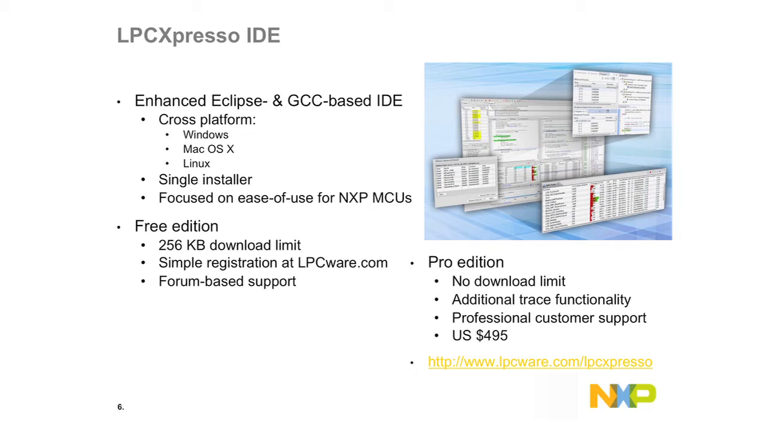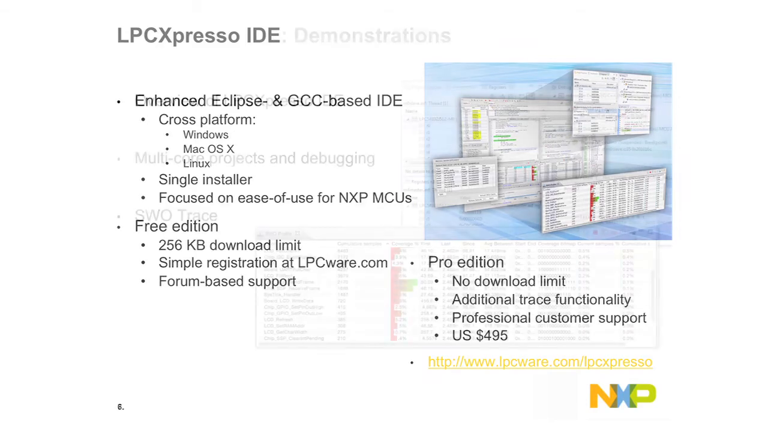We also offer a professional edition, which removes that download restriction, adds a few bits of trace functionality that we'll talk about later on, provides email support from our development team, and for a single seat costs $495. So if any of you want to go away and try LPCXpresso after this presentation, you can download it from the LPCware website and then basically activate it and you're away.